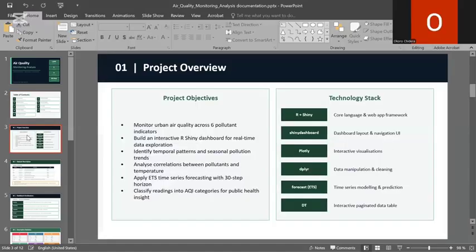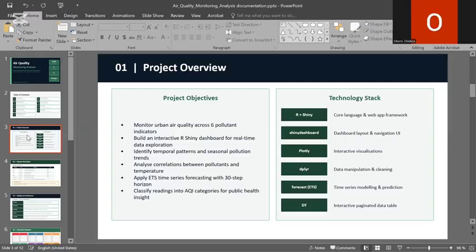The core objective was to monitor urban air quality across 6 pollutant indicators and build a real-time interactive exploration tool, not just a static report. Specifically, the project set out to identify temporal and seasonal pollution patterns, analyze how pollutants correlate with temperature, apply ETS time series forecasting with a 30-step horizon, and classify every region into an AQI category for public health insights.